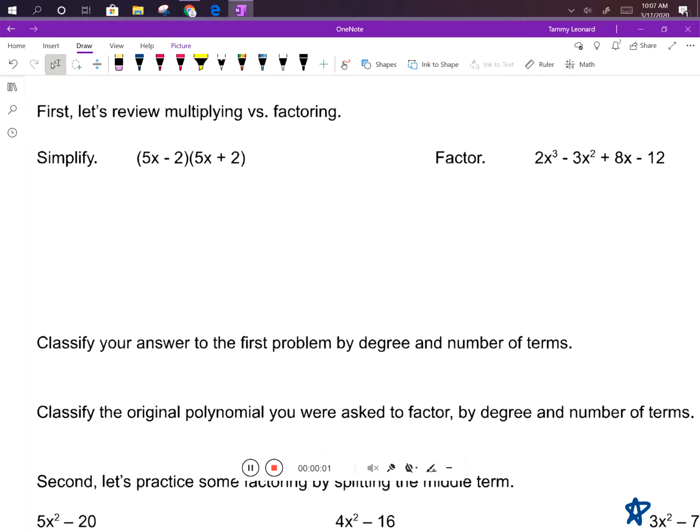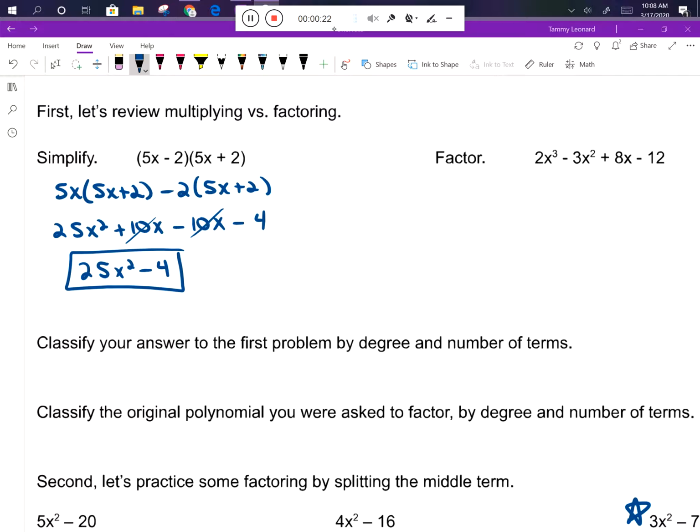Similar to yesterday, today we're going to start with a little bit of review. The first review I'm going to ask you to do is this first simplify problem. It's asking you to multiply 5x minus 2 by 5x plus 2. Push pause, do that multiplication, and then when you're ready to check your work against mine, push play. If you need to push pause again so that you have time to check your work, go ahead.